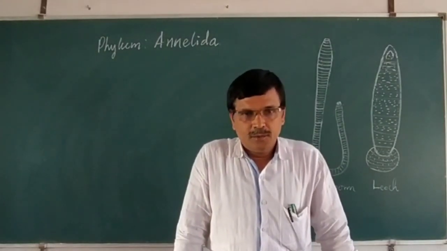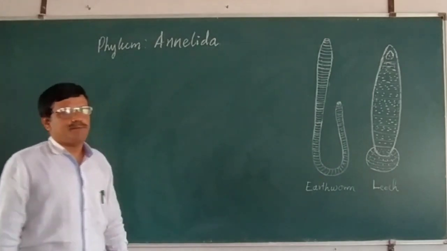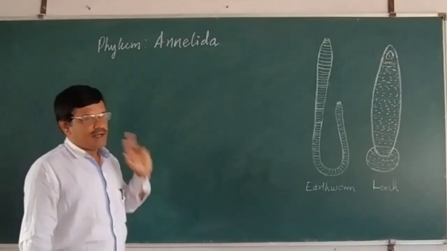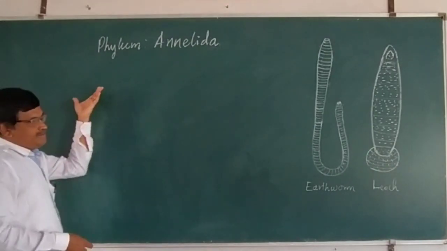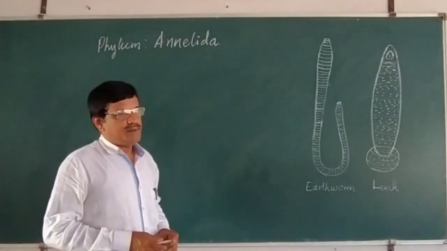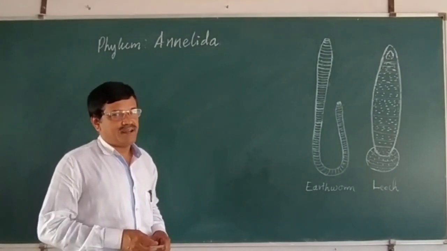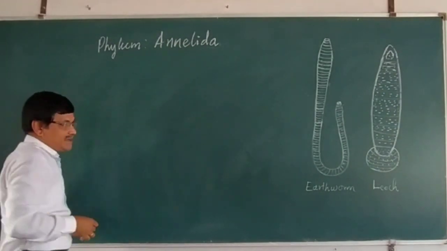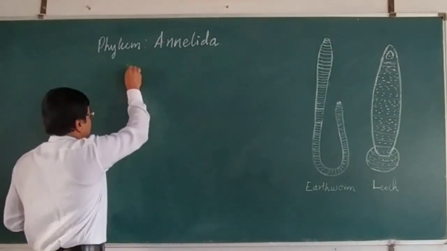Dear students, today I am going to discuss the phylum Annelida, general characteristic features and examples of phylum Annelida. The phylum Annelida, commonly known as annelids, is characterized by the presence of a segmented body. This body is externally as well as internally divided into segments.